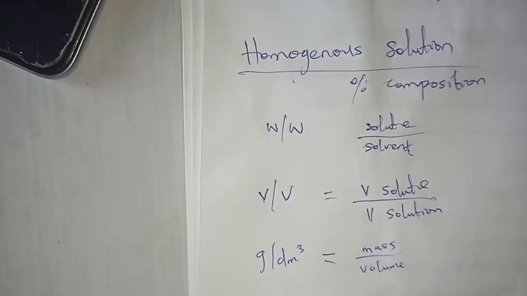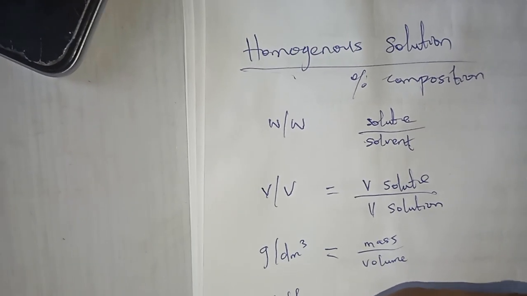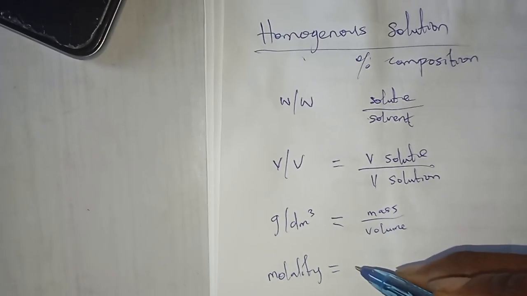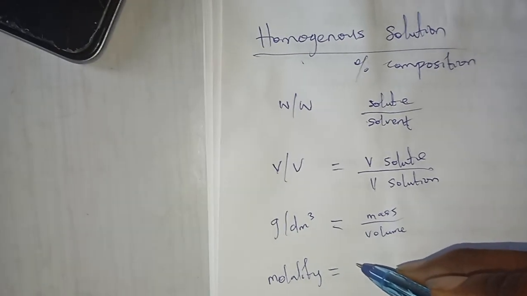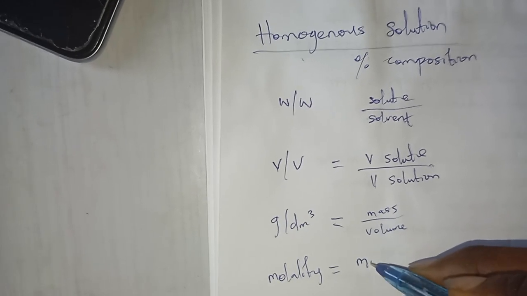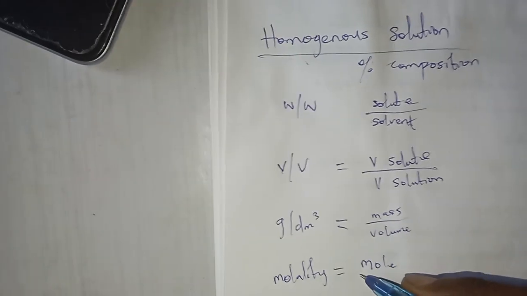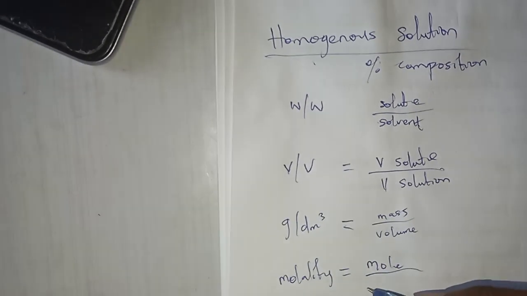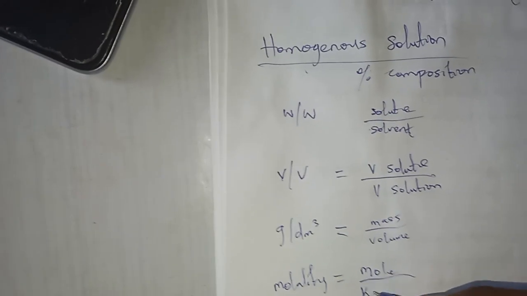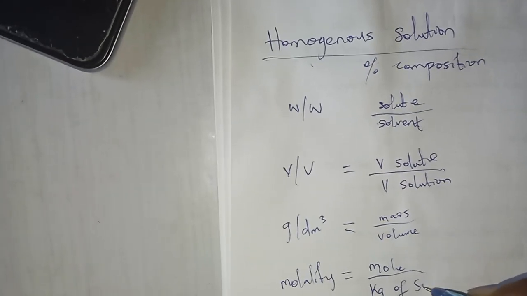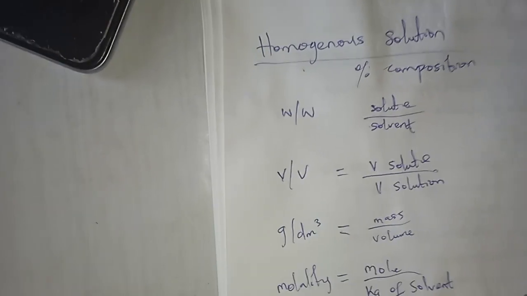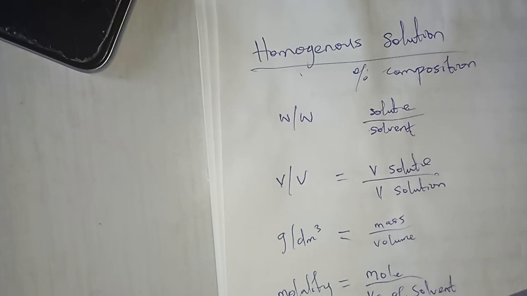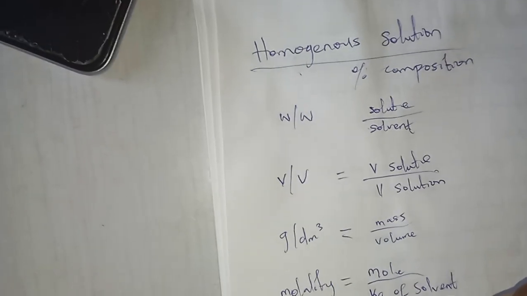Then we have molality, and molality, we've done this in class. Molality is simply the number of moles, the ratio of moles to kilogram of solvent. Take note that it is solvent you are dealing with. Always take note. So if you don't use kilogram of solvent, you say 1000 grams of solvent.